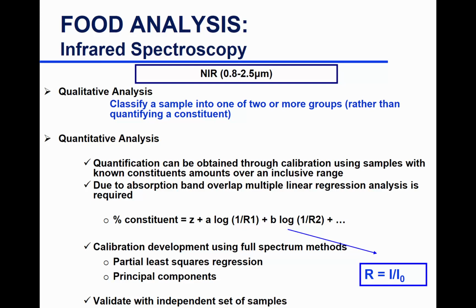And after calibration, you often validate with an independent set of samples. So once you've calibrated, then you run a couple of samples of known concentrations so that you want to make sure that the calibration was done accurately.